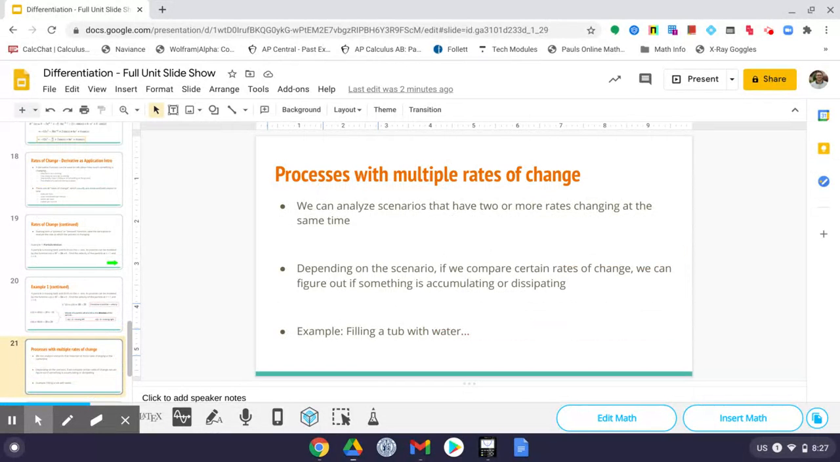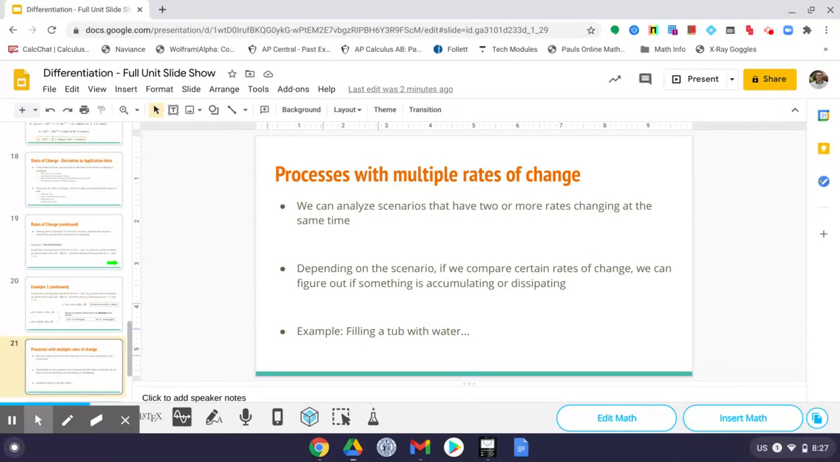Okay, so the next big piece I want to talk about today, and this is actually our last piece, and then you'll have a chance to try some problems on your own, is we can analyze processes with multiple rates of change happening at the exact same time. All right, so think of any scenario just in the real world where, well, typically rates of change are happening all around us, but there's not just one rate of change happening, right?